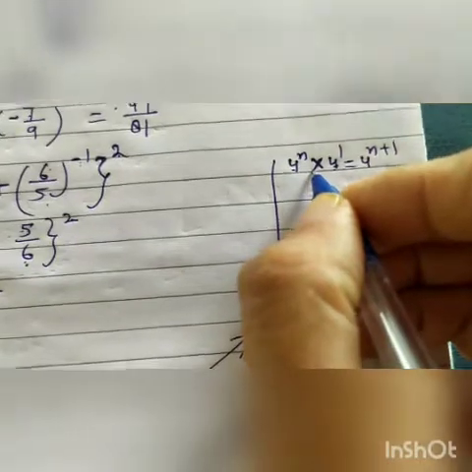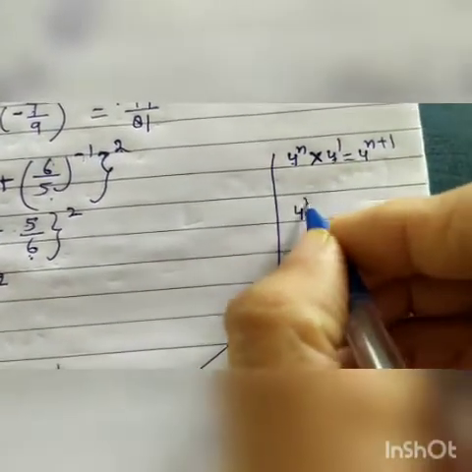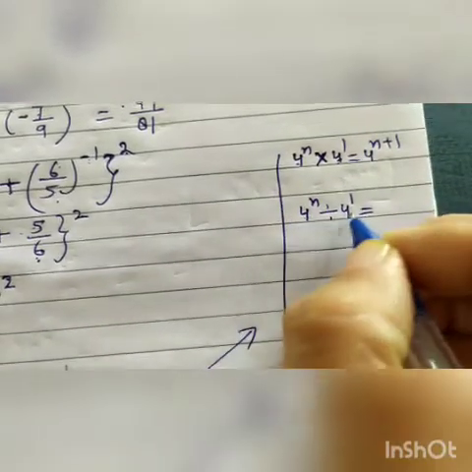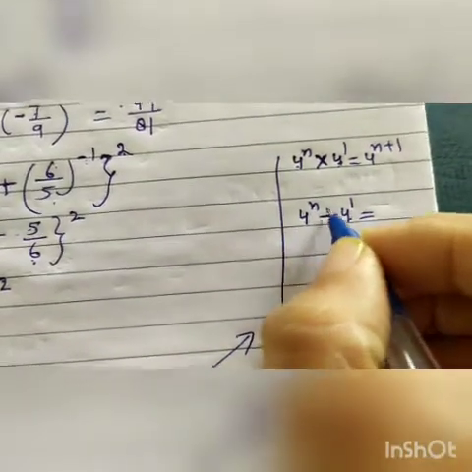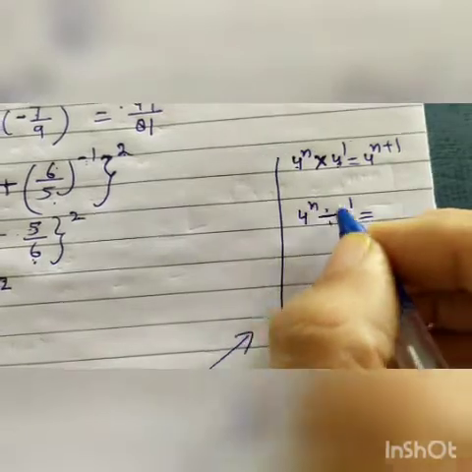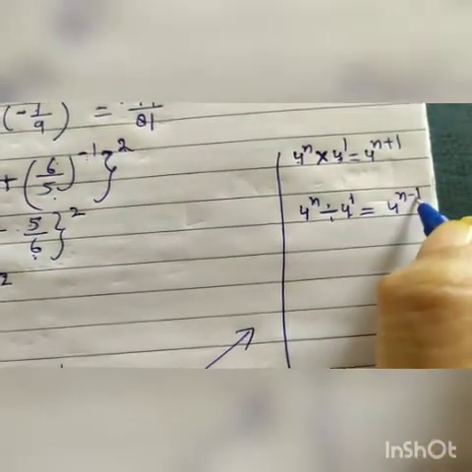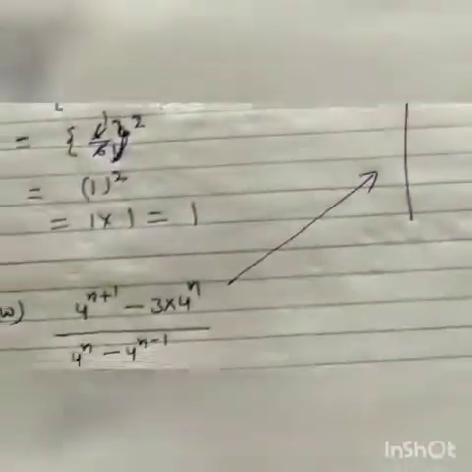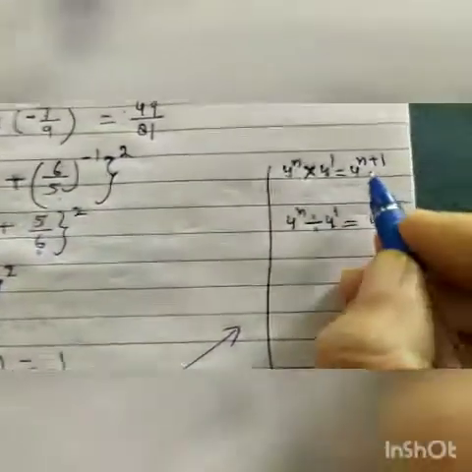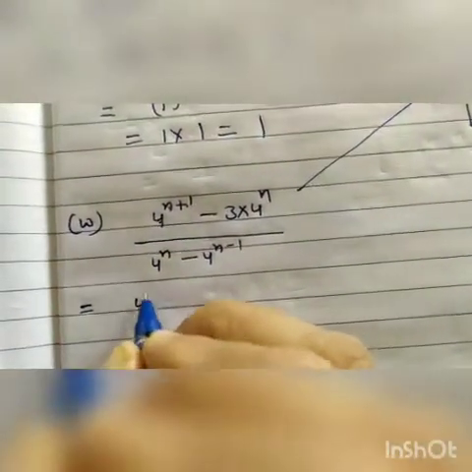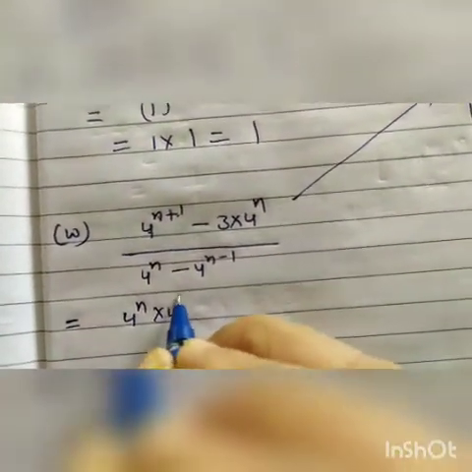Clear? And if I am writing 4 power n divided by 4 power 1, again both the bases are same, but this time there is division sign, so we will subtract this power, 4 power n minus 1. We can write in this way. We will use these two. 4 power n plus 1 can be written as 4 power n into 4 power 1. See, 4 power n into 4 power 1.